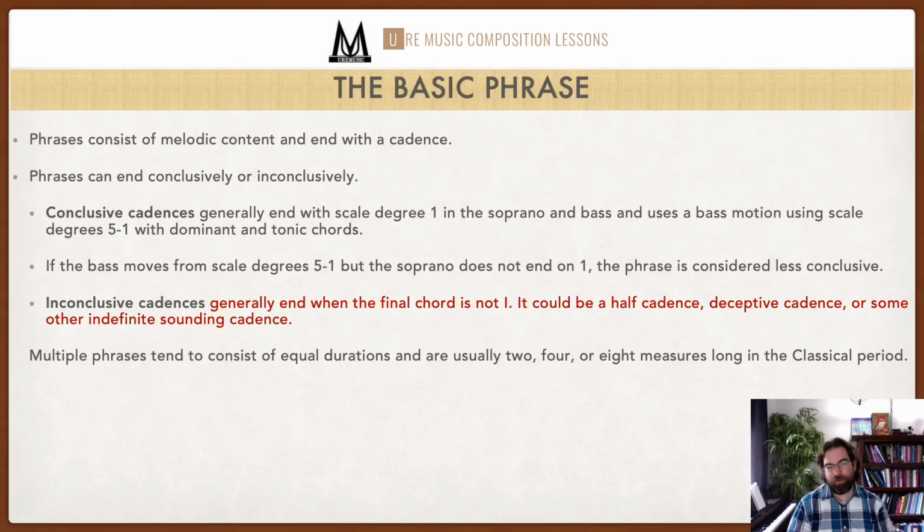So another point to note here is that multiple phrases in a piece tend to consist of equal durations and are usually 2, 4, or 8 measures long in the classical period. Now there's actually a theory that all classical phrases are just 4 measures long, which is something that we get into much later. It's a difference between what you see notated on the page and what we hear. So some theorists argue that we mostly hear 4-bar phrases, even if the score will notate them as a 2-bar phrase or an 8-bar phrase. And that's something that you can just start to think about, because we're going to get into it in a lot more detail later.